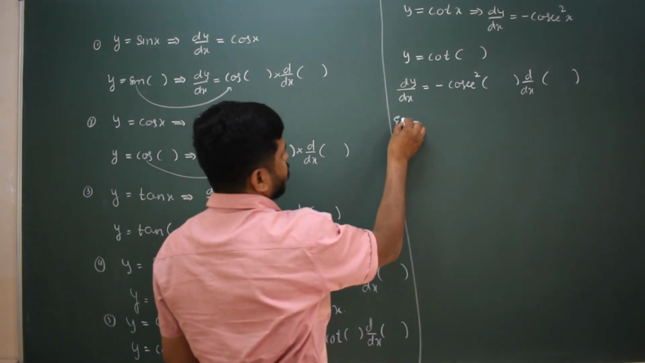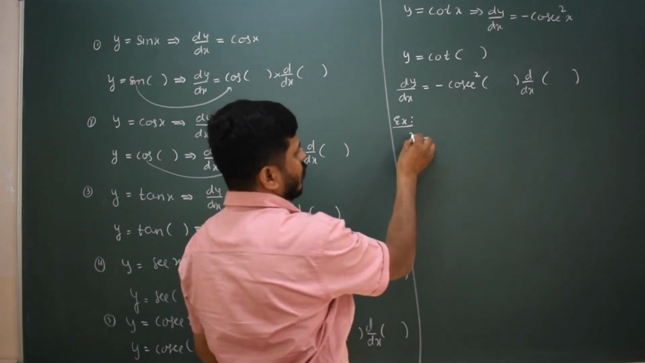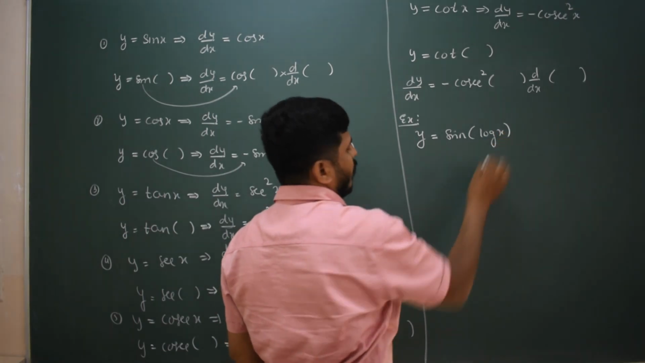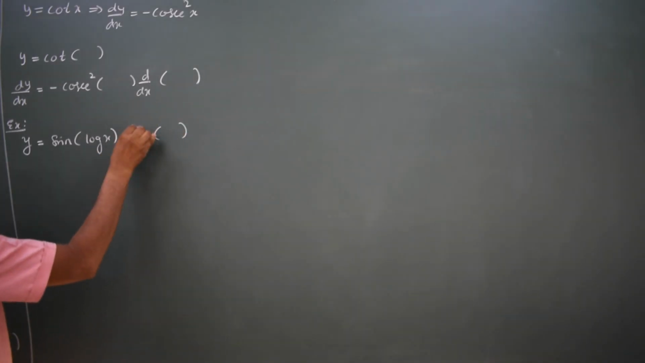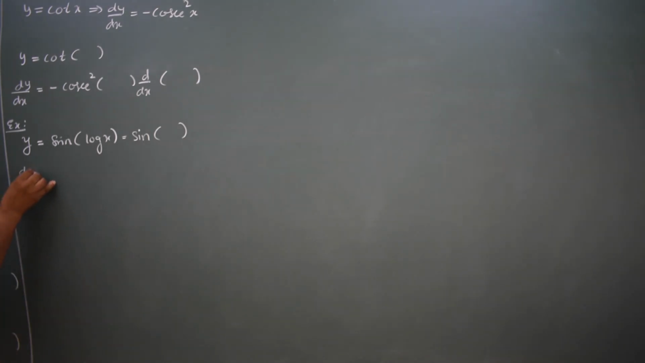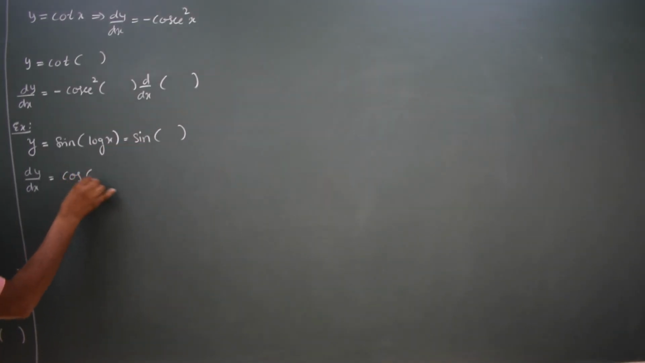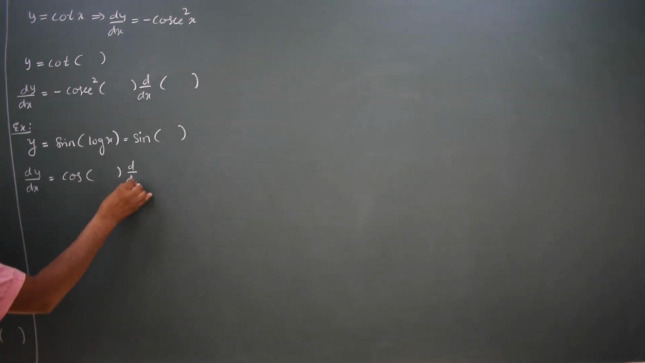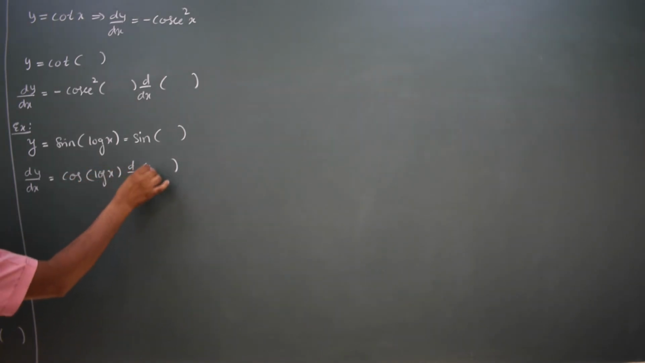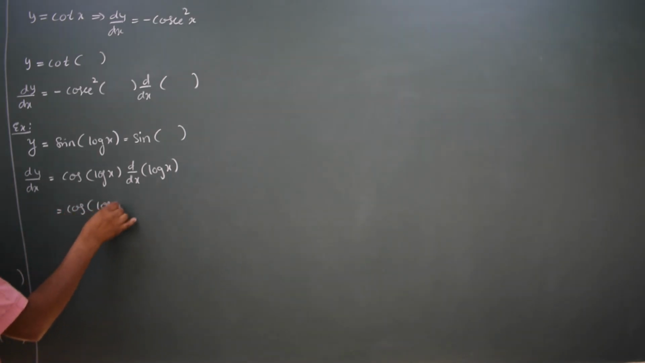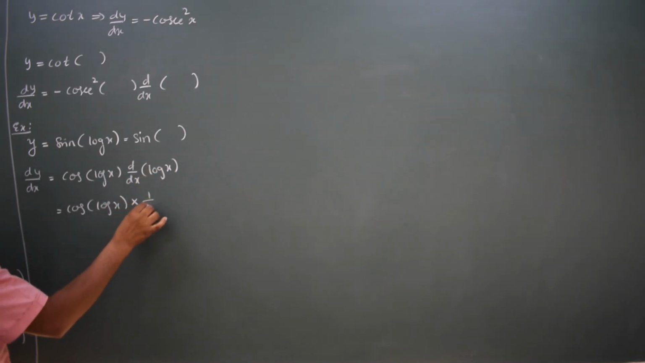Say for example, y is equal to sine of say log x. Read this one as sine of something. Now dy by dx is equal to the differentiation of sine of something, which is cos of something into d by dx of something. What is something here? Log x. That's equal to cos of something, that is log x, into the differentiation of log x, which is 1 by x.